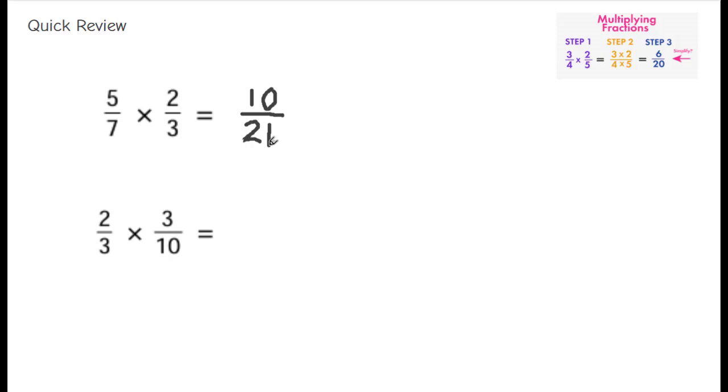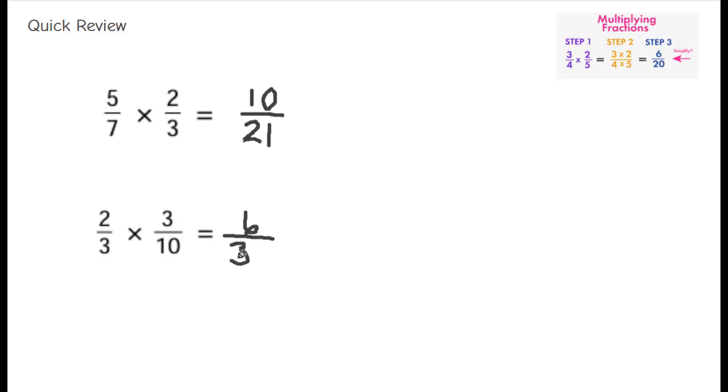It's always a good idea to simplify when you can. You always want to have a nice, clear, easy to read number or fraction and numbers as small as they can be. All right, let's do the next one. 3 times 2 is 6. We're just multiplying across the top. Numerator times numerator, multiply the bottom. Denominator times denominator. 3 times 10 is 30.